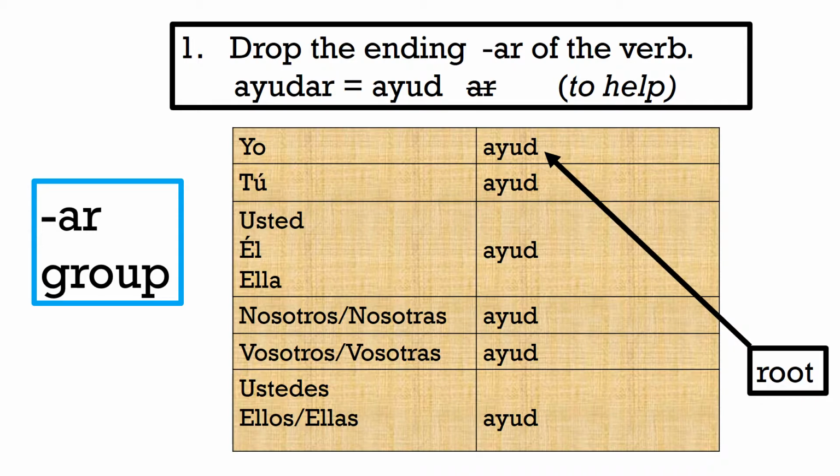So the first thing we have to do is to drop the ending AR. Then we have to write the part we have left after dropping the AR, and we call this part the root of the verb. So we have to be very careful to write all the letters there. So in this case, it's going to be AYUD. So we write the root of the verb in all the pronouns as in this example.